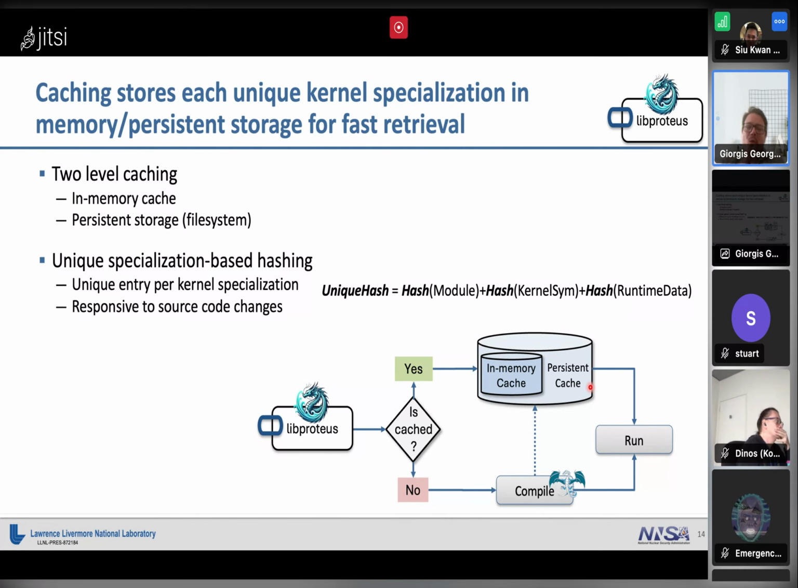And the way we do it is that we create a unique hash that comprises the hash of the module, so of the module code itself, the hash of the kernel symbol, and the hash of its runtime data, be it kernel args, launch bounds, or launch dimensions. Those things get hashed together and they create this unique hash for this specialization of the code. And then all those specializations are going to be stored individually and retrieved individually from the cache.